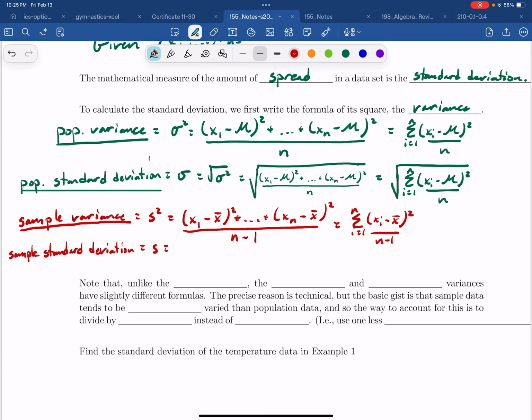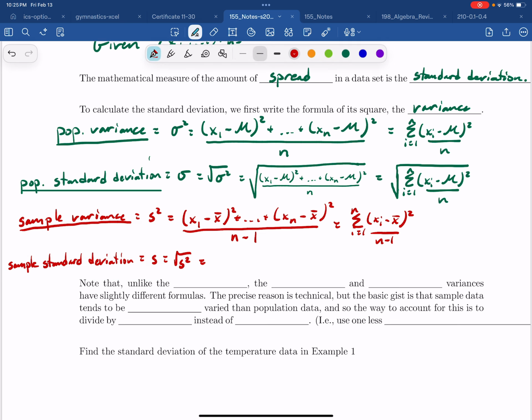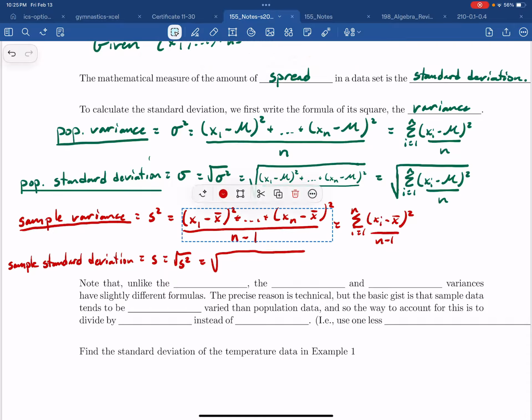This equals S, which equals the square root of S squared, right? So just find the variance, take the square root of it, and this equals the square root of all this junk right here, just as you might expect.